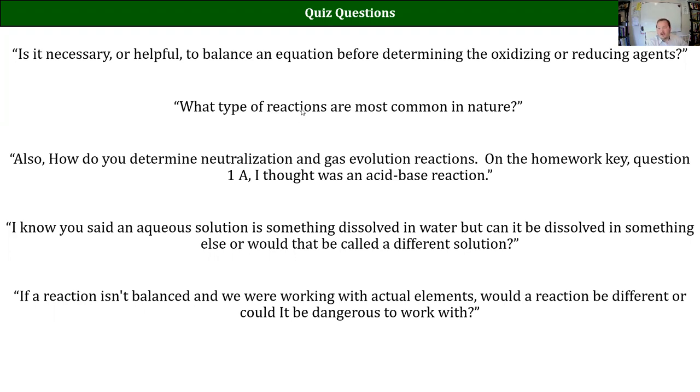Why is this useful? Why do we care about this? Why does this topic in particular matter? And this person phrased it in a way that I hadn't seen as much: what type of reaction are most common in nature? The answer for that one is really that it depends on where you look.